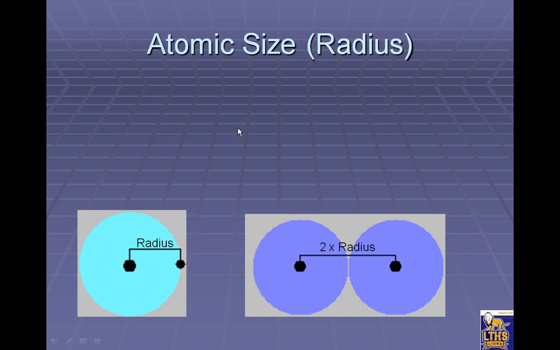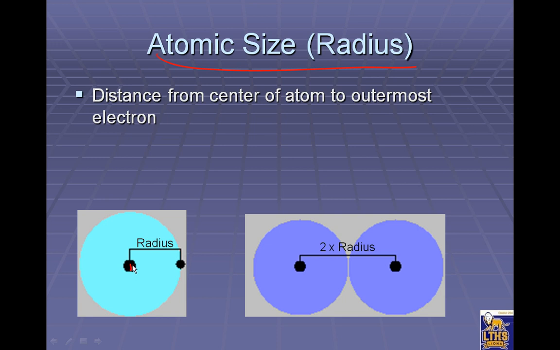The first trend in the periodic table we're going to look at is atomic size. What's another word for saying atomic size? We're talking about the radius. Not how heavy they are, but if you go from the center of an atom, from its nucleus, to its outermost electrons, that's the radius of the atom.